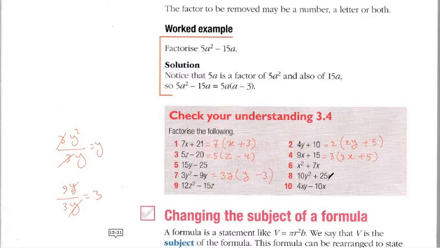10y squared plus 25y. The common factor between 10 and 25, it's 5. Y squared and y, it's only y. 10y squared divide 5y, so 10 divide 5, 2. Y squared divide y, it's only y, plus 25 divide 5, it's 5. Y divide y, it's 1, so we don't need to write.